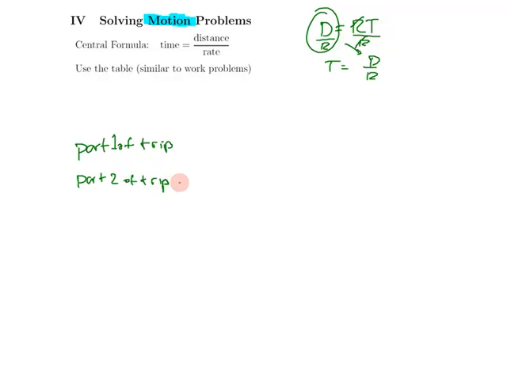In some of these examples, we'll be looking at going uphill one way and downhill the other. We'll be going into the wind and against the wind. We may be rowing a boat going with the current and against the current. But you have these 2 different parts of the trip. You put those as the rows. First thing you want to identify, okay, what's the distance? How far am I traveling for that part of the trip? Second thing, what's the rate? How fast am I going on that part of the trip?